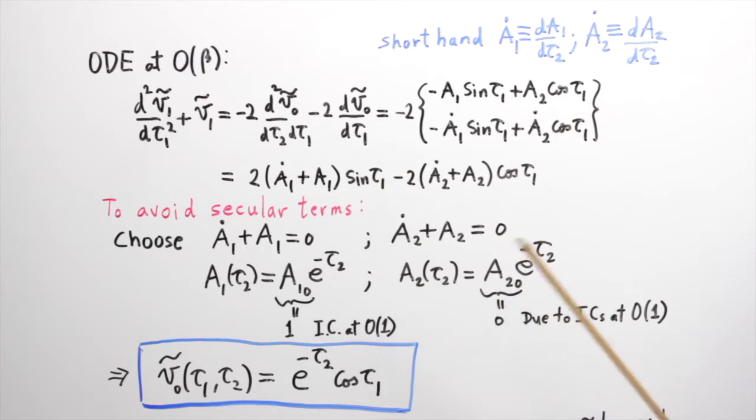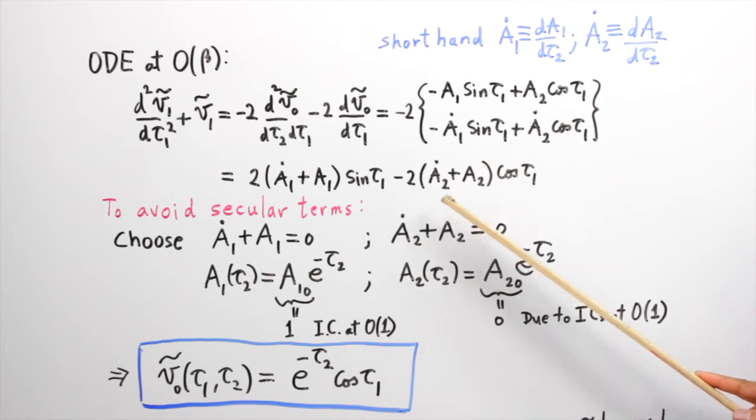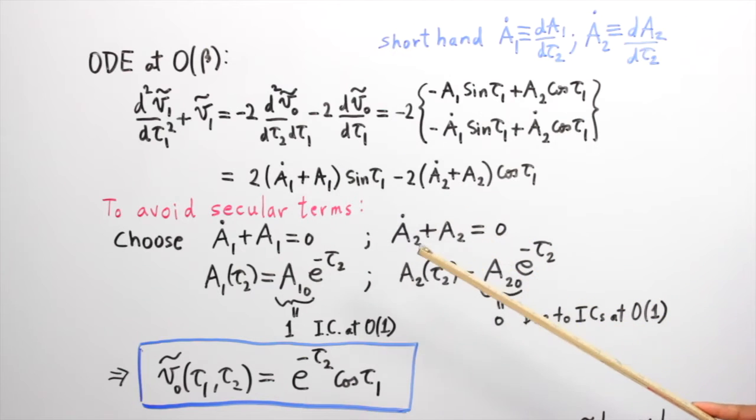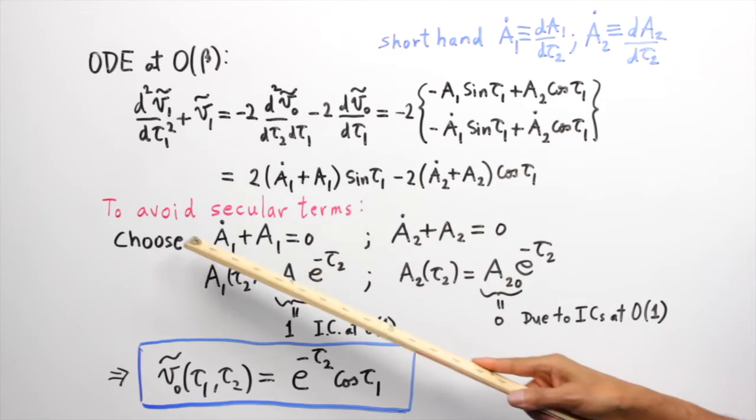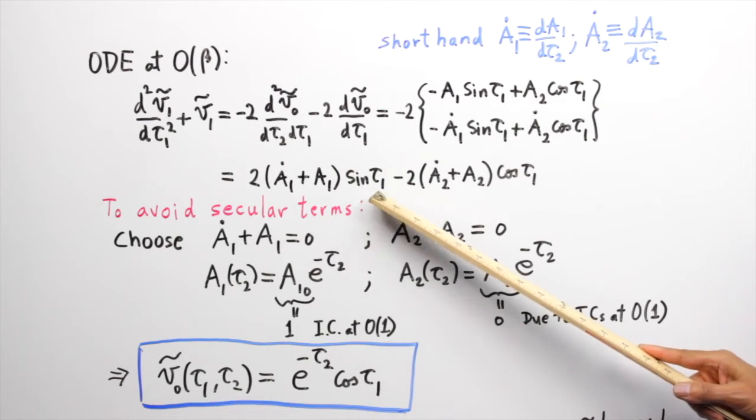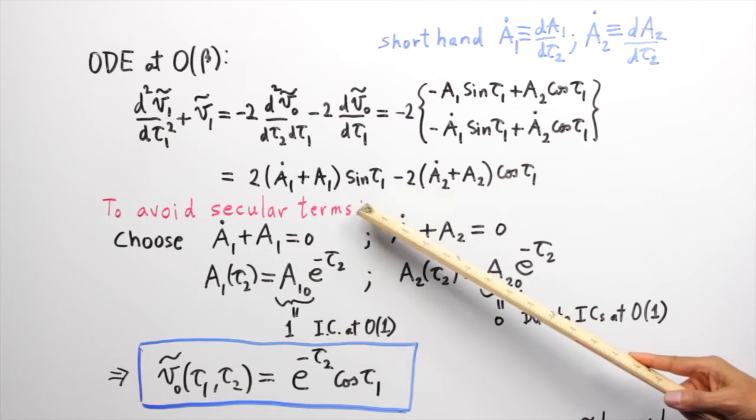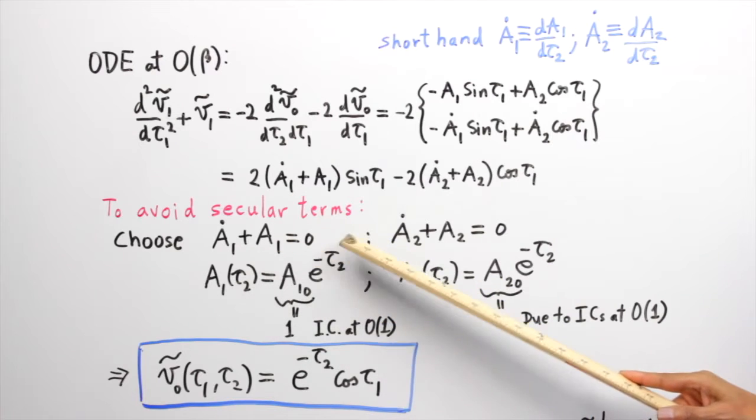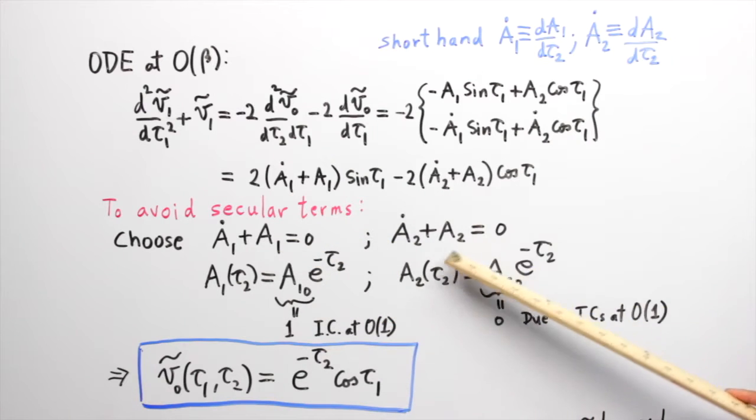But at this stage, we have arbitrary functions, a1 and a2, available to us, and therefore we can eliminate these secular terms. With this freedom, we can avoid the secular terms altogether by setting the coefficient of these secular terms exactly equal to 0: a1 dot plus a1 is equal to 0, and a2 dot plus a2 is equal to 0.